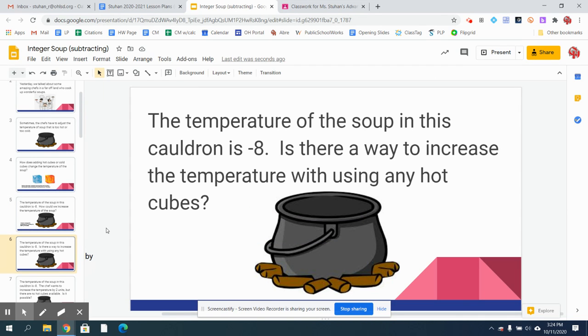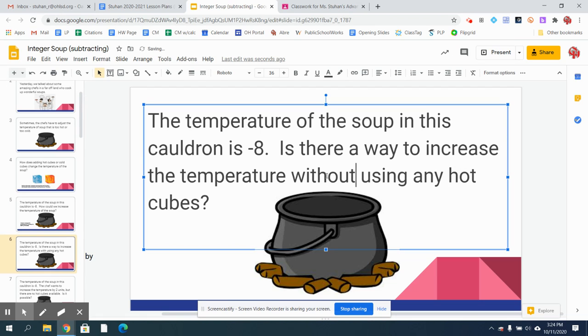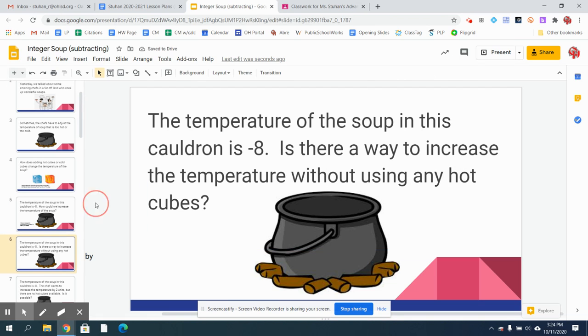The temperature of the soup in this cauldron is -8. Is there a way to increase the temperature without using any hot cubes? That's supposed to say without. Let me fix that. So how can we increase the temperature of the soup without adding hot cubes?